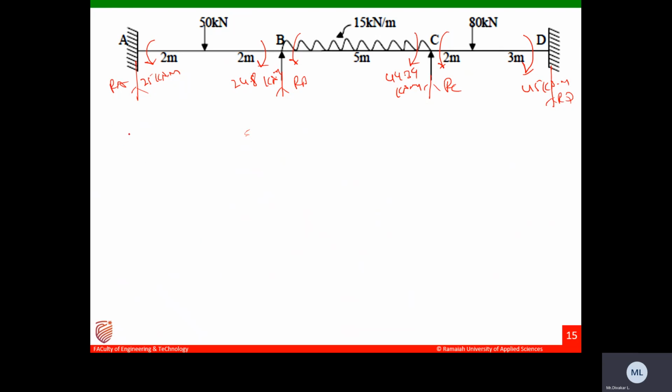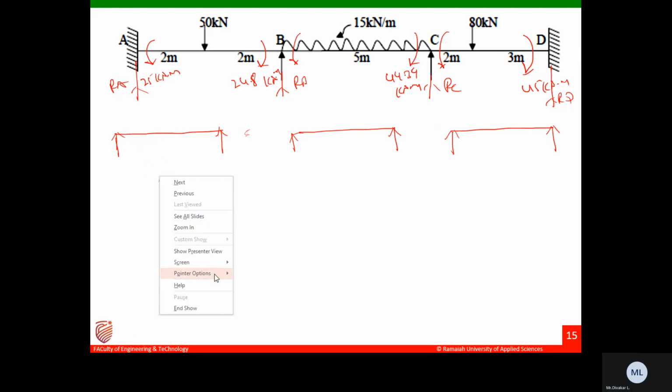Let's draw separate beam diagrams. This is AB. This is for BC. And this is for CD. Now, show those moments here along with the loads.